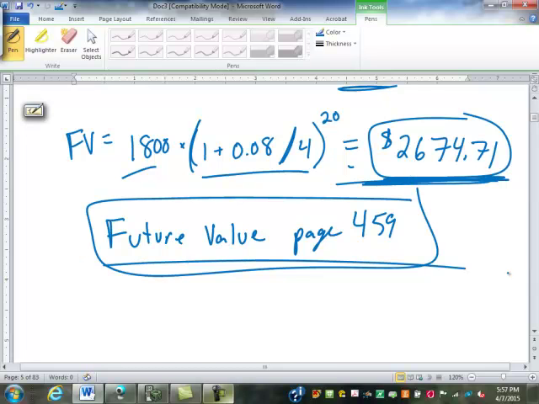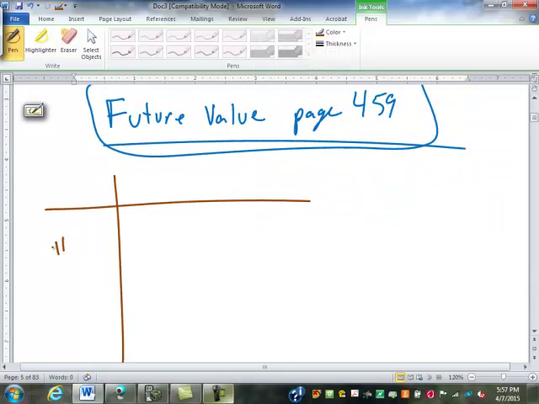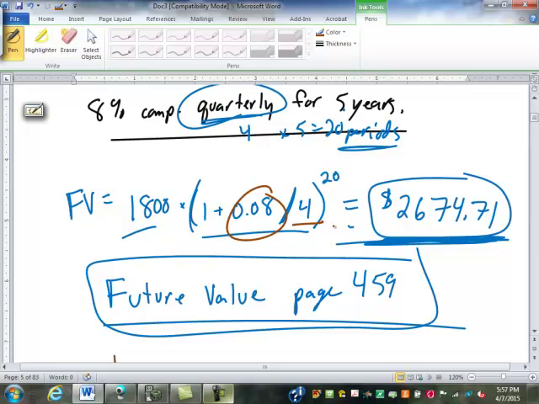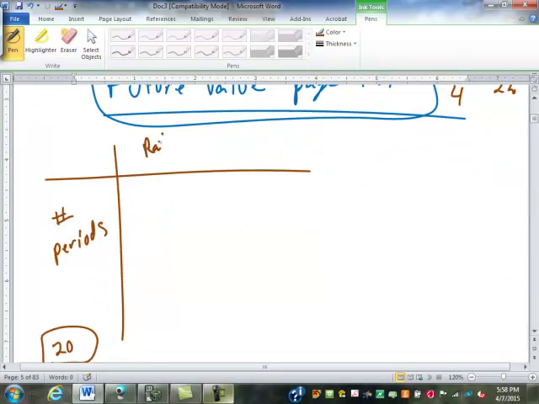Okay. So the future value table on page 459. If you know the number of periods, the number of periods is over on the left side here. So for this last problem, how many periods was there? 20. So you go down to 20. And on top is the rate per period. This was 8% quarterly, which meant the rate per period was 8% divided by 4 periods in a year, so 2% per period. So along the top, in our rate per period, we're going to look for 2%.